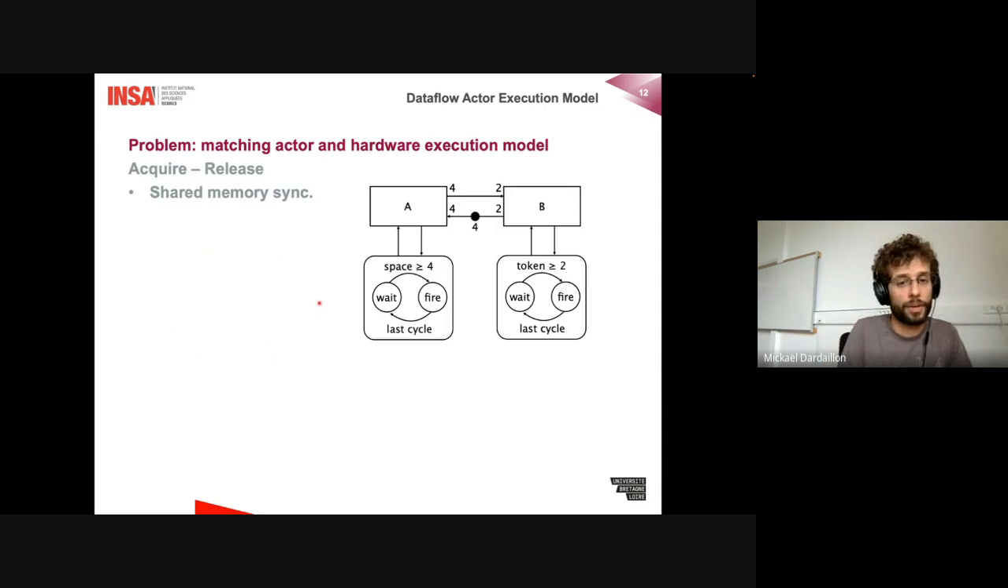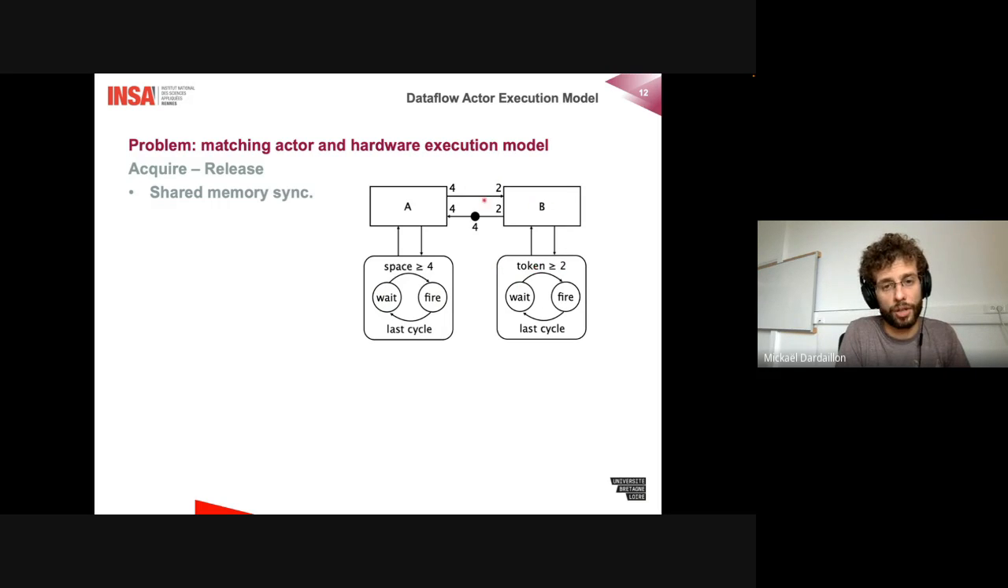So dataflow, when it was created, was mainly for processors. So we usually use in dataflow an acquire-release system for shared memory synchronization: an actor which is producing 4 tokens is going to wait until there is a space of at least 4 inside the FIFO, then is going to fire, meaning execute, and at the end of its execution is going to wait again to have the data available. Same here for the actor.